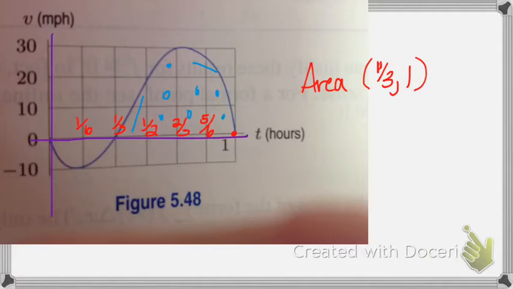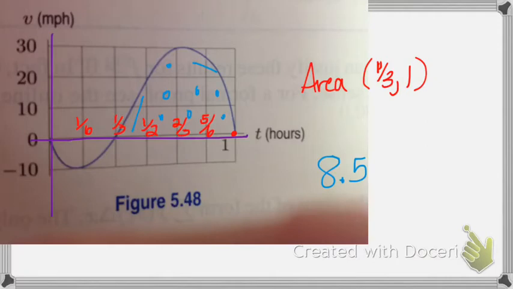So maybe 8.5 or 8.3 or something like that. I'm just going to say 8.5, and that would be close. Now, 8.5 is not going to be our estimate, though, and the reason is because we have to figure out how big those boxes are.